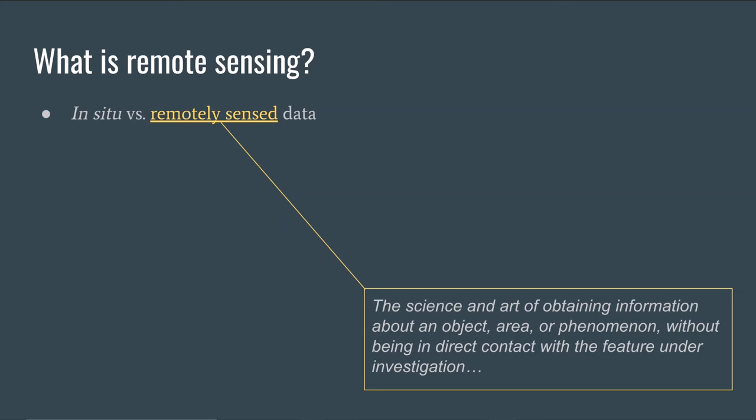The first type of data collection of these two is called in situ data collection. That means data collected at the source. And the second type is data collected via remote sensing. That's data collected away from the source.